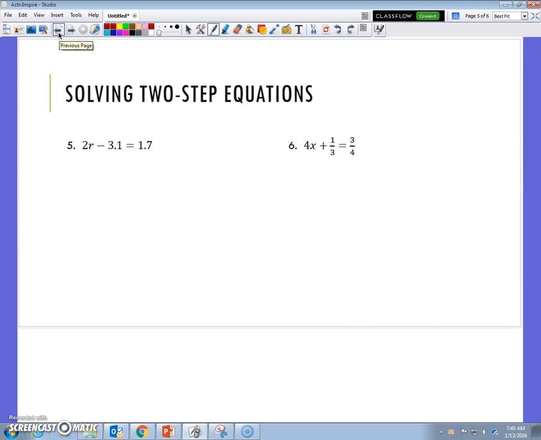Let's do one with decimals. I have this minus 3.1, and I have this multiplied by 2. So the first thing I'm going to do is add or subtract to help me isolate. That leaves me with just a 2r. On the right hand side, I now have a 4.8.